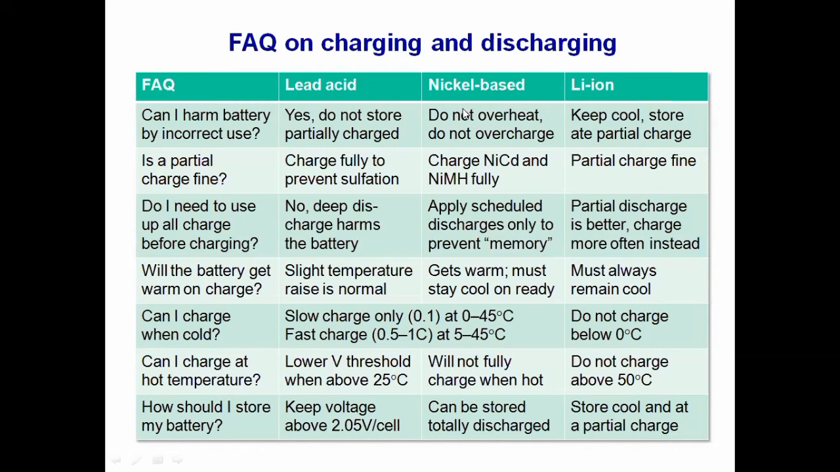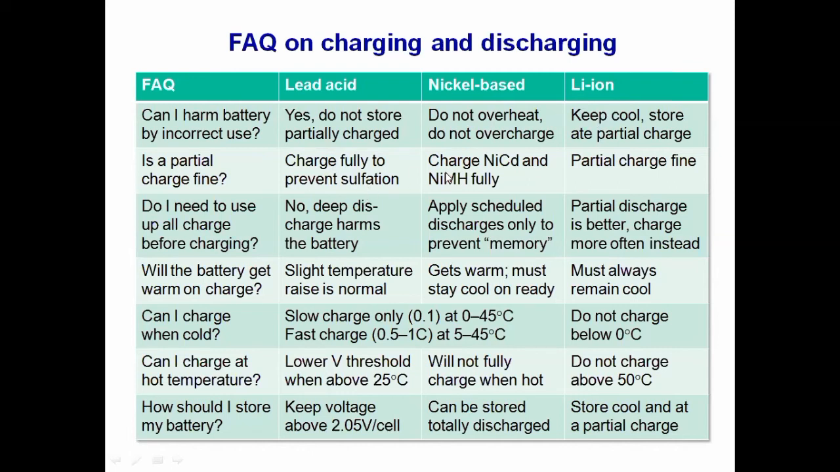For nickel based, there is no overheating, and it will not be overcharged either. But lithium ion should be kept in a cool condition. During partial charging, charge fully to prevent sulfation. So here the sulfation formation is prevented.